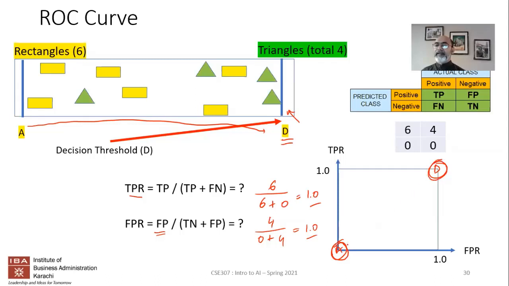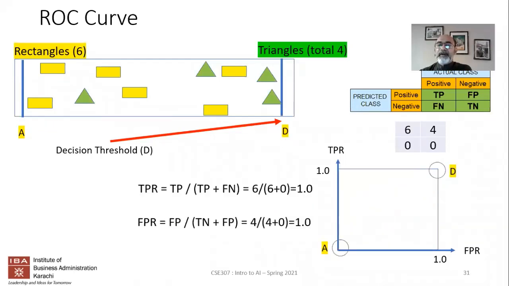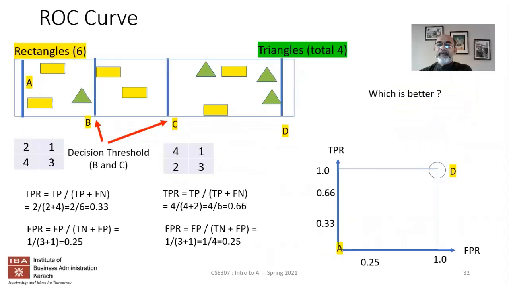Okay. And now the question is, as you're moving this decision threshold, do you go like this? Do you go straight? Do you go down? Which way do you go? That will depend on the specific scenario, but it will always start and end at these two extremes. Now, let's take a couple of additional points. I'm going to take a decision threshold B and a decision threshold C.